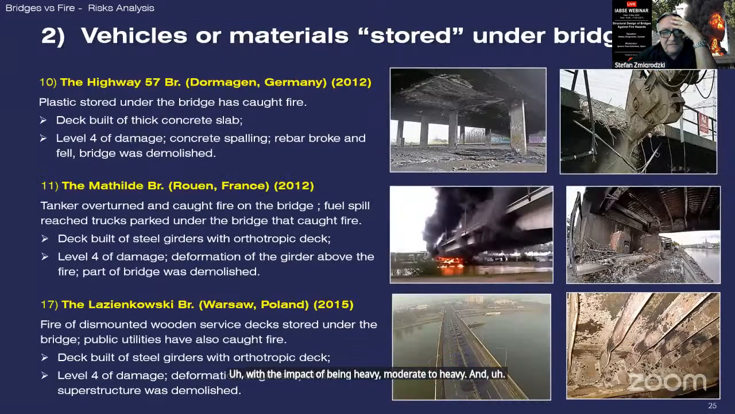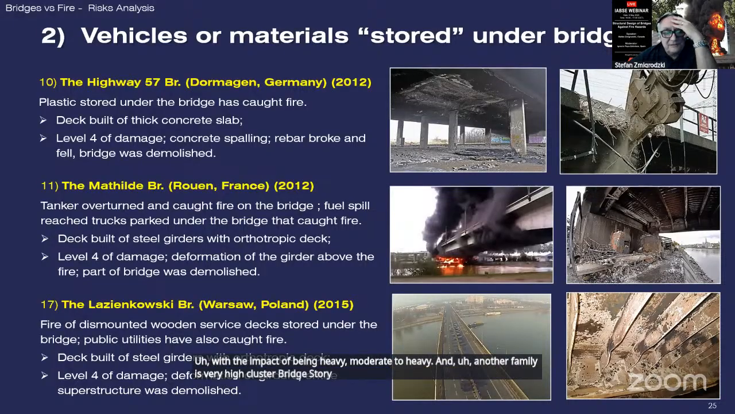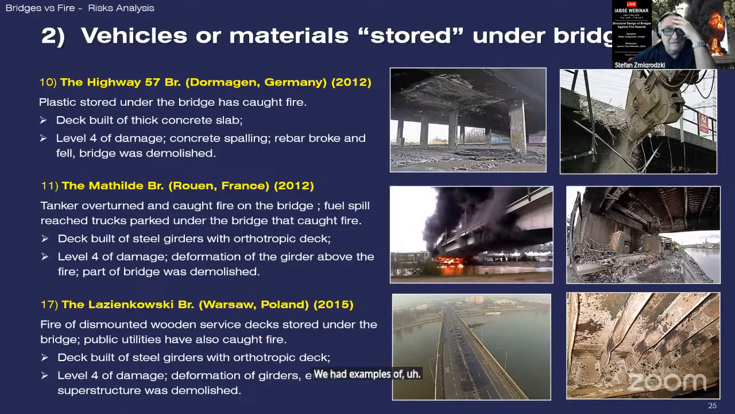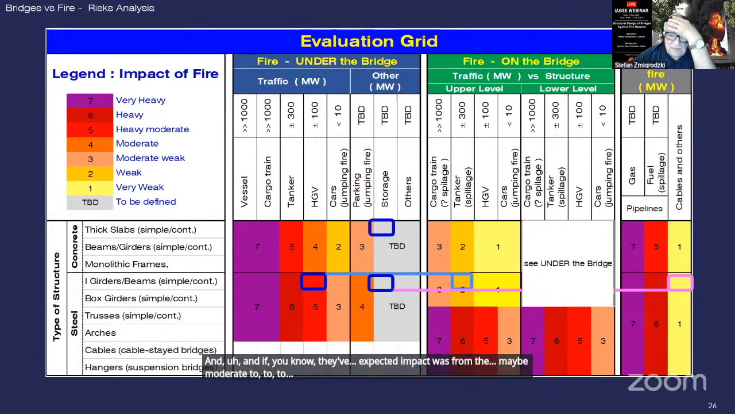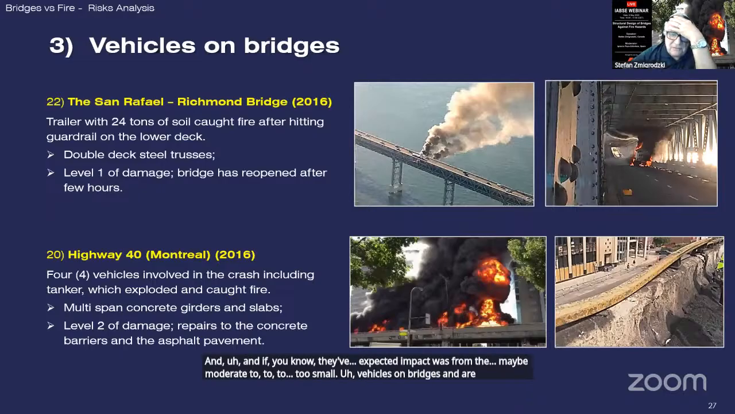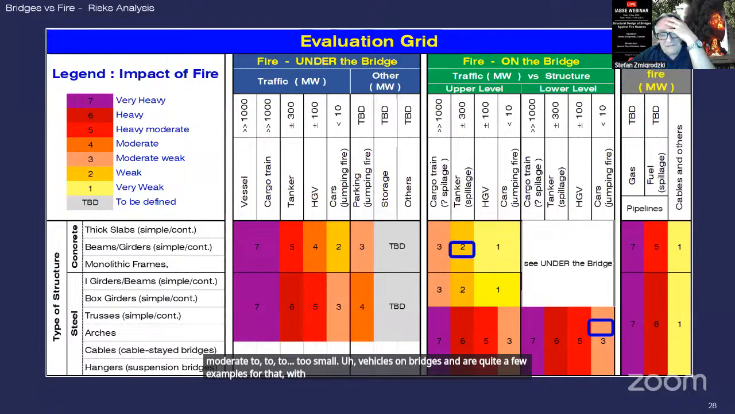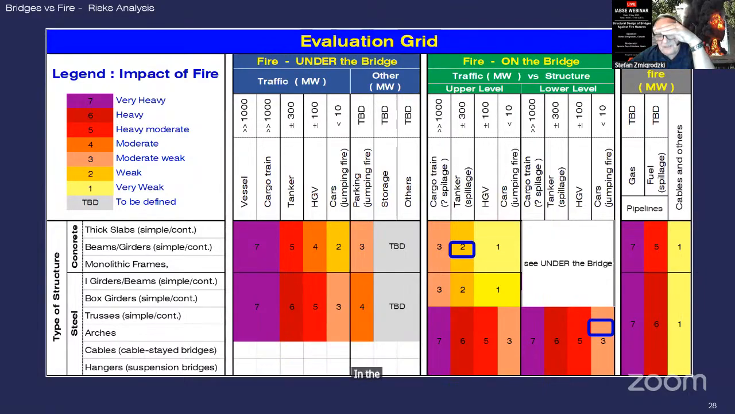Another family is vehicles or storage under bridges. We had examples of a viaduct and an overpass in Germany, the Matilda Bridge in Rouen, and the bridge in Warsaw. You can see these in the rectangles, and the expected impact ranged from heavy, to moderate, to small. Vehicles and bridges, with quite a few examples for that, had a very, very low impact. So that's what we had in the first part of the presentation. We used the examples we treated there.